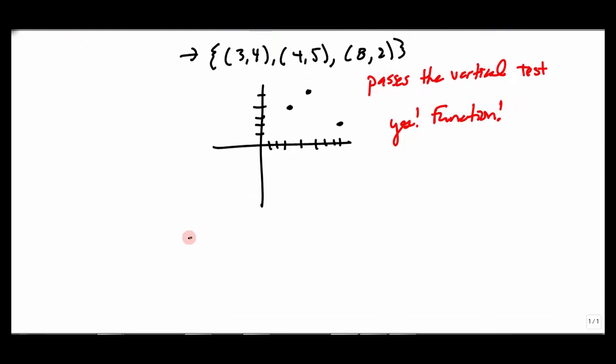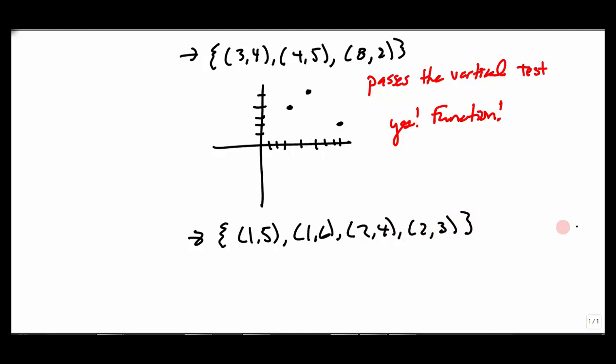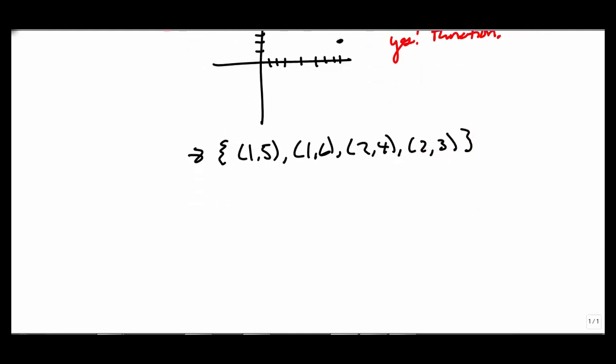Let's go ahead and look at another example, some sets of ordered pairs. Let's look at (1, 5), (1, 6), let's say (2, 4), and (2, 3). Well, this one right away I noticed a couple things. 1 maps to 5, and then 1 also maps to 6. I think we're going to have some troubles here.